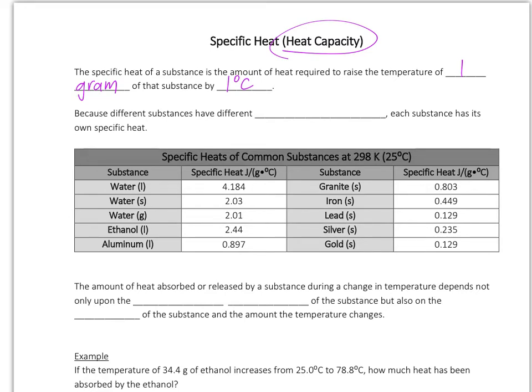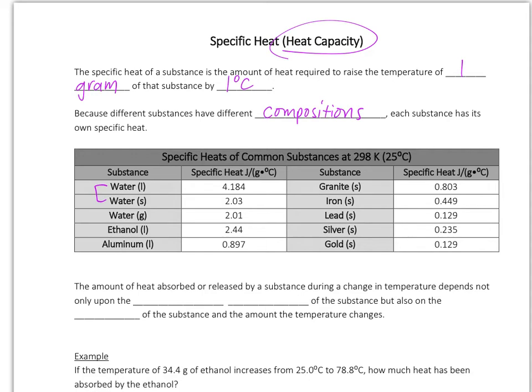But because different substances have different composition, we have different values for each of these substances for the specific heat. Okay? We've been using these two so far for liquid and solid water, but we can also see that we've got gaseous water and a variety of other common substances that we can use their heat capacities for.